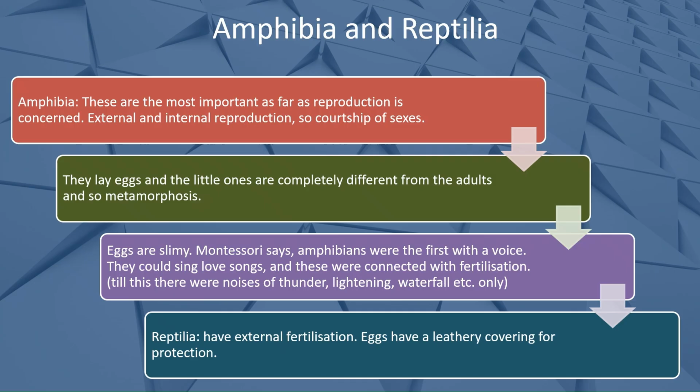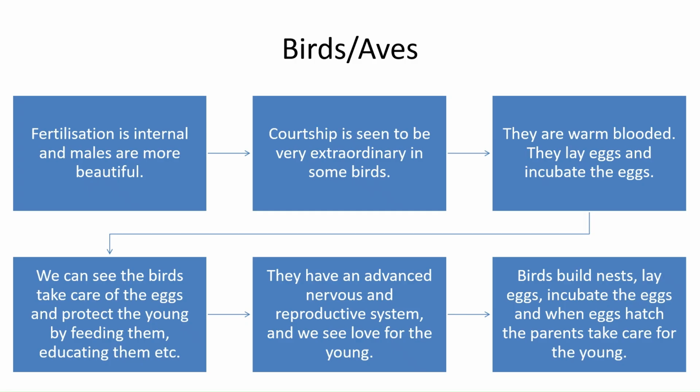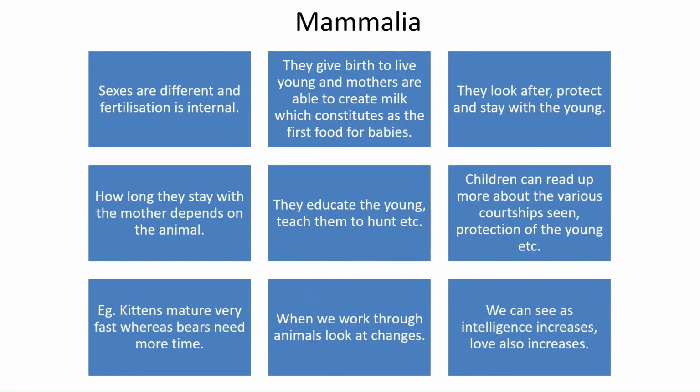Eggs have a leathery covering for protection. Birds and aves. Fertilization is internal and males are more beautiful. Courtship is seen to be very extraordinary in some birds. They are warm-blooded. They lay eggs and incubate the eggs. We can see the birds take care of the eggs and protect the young by feeding them, educating them, etc. They have an advanced nervous and reproductive system, and we see love for the young. Birds build nests, lay eggs and incubate the eggs, and when eggs hatch, the parents take care of the young.